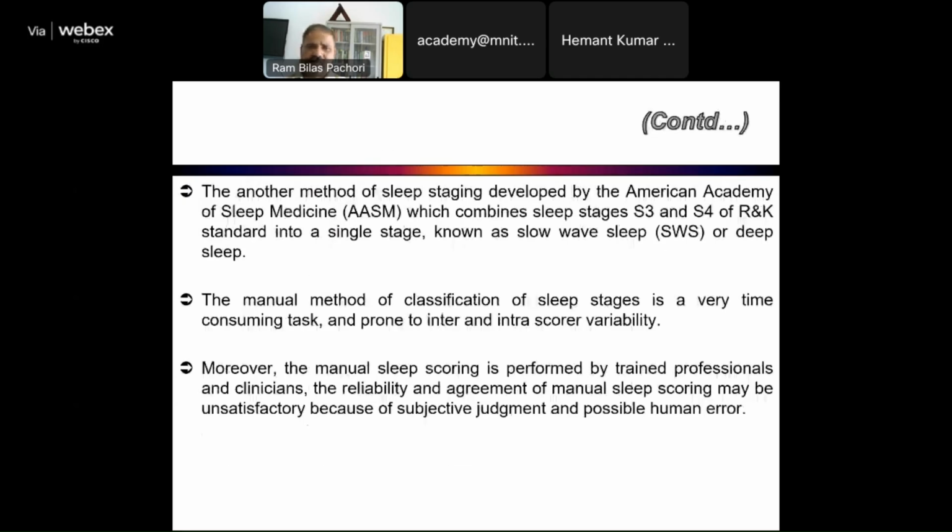Another method of sleep staging was developed by the American Academy of Sleep Medicine, which combines sleep stages S3 and S4 of the R&K standard into a single stage known as slow wave sleep. So according to the R&K standard there are 6 sleep stages, and according to the American Academy of Sleep Medicine there are 5 stages. We have to classify each signal into these stages. That is a very challenging task.